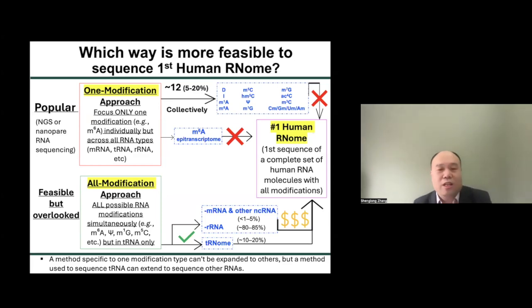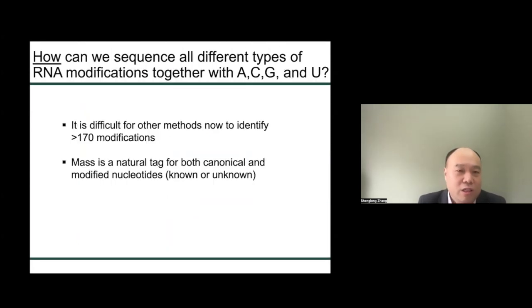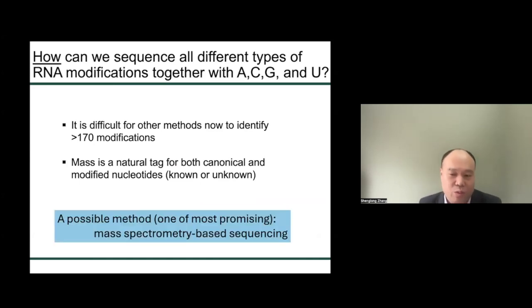Of course, this method has to be tested vigorously. A key question here is how we can sequence all different types of modification together with the four nucleotides A, C, G, U. This is why we propose mass spectrometry-based sequencing. We know this is less commonly accepted, but we feel strongly this is probably one of the most promising methods that could allow us to sequence all the RNA modifications.